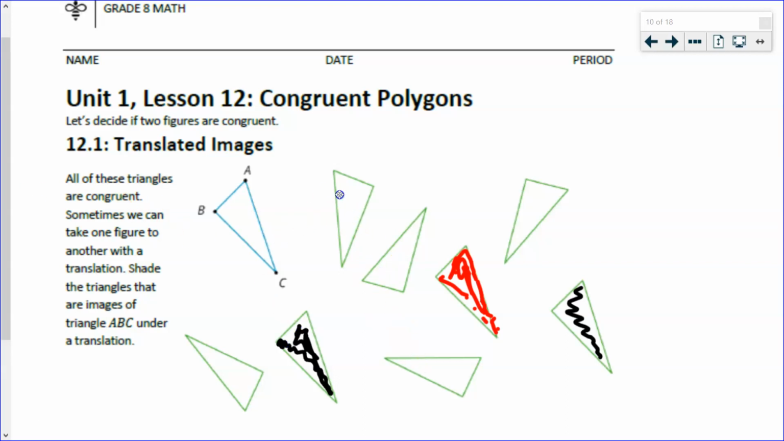Holy cow. This is the first class who didn't shade any wrong ones. Every class we had at least one wrong one shaded, so then we had to have more volunteers go up and erase the incorrect ones.